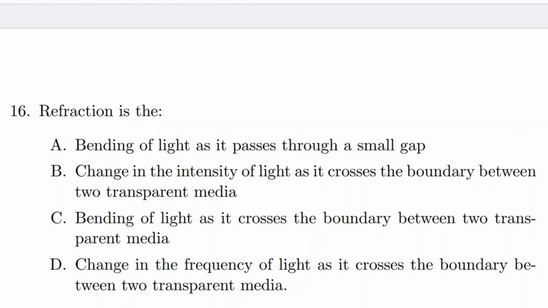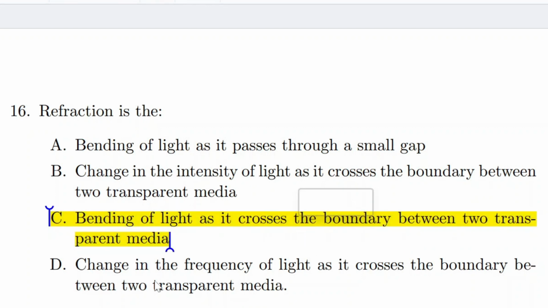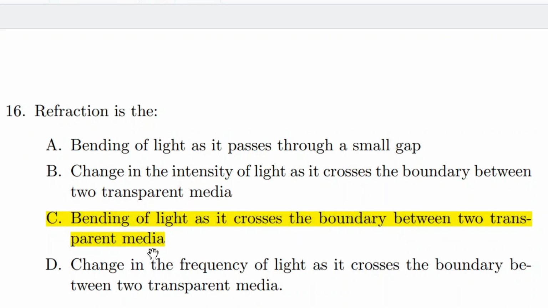This says the change in frequency of light as it crosses the boundary between two transparent media. But if the light passes from one medium to the other, the frequency of the light never changes. Only the speed and wavelength of that light will change. So the correct answer, or the definition of refraction, is alternative C, which says the bending of light when it crosses the boundary between two media. So the correct answer is alternative C.